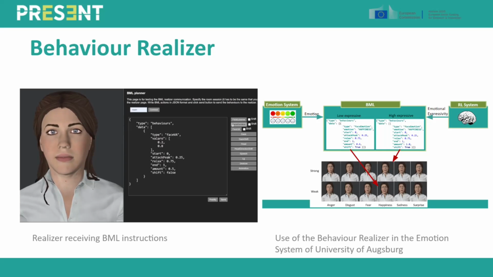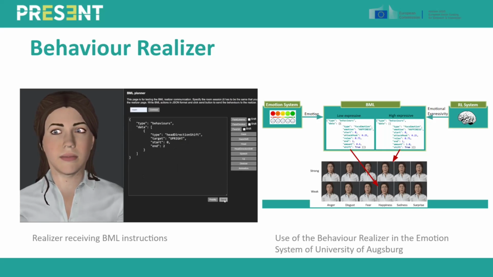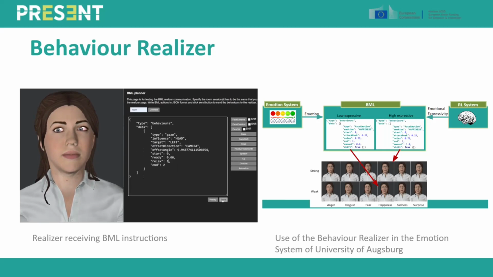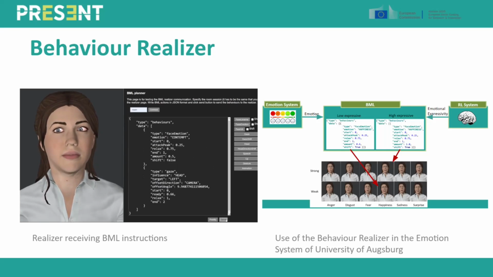To interpret and execute the behaviors generated by the Behavior Planner or other applications, the Behavior Realizer can be used. The actions are organized in time through temporal marks and can include verbal and nonverbal behaviors, following the BML instructions. It also can be used in combination with a sensory system that can integrate inputs and show the appropriate emotional reactions of the character, like University of Oxford did.